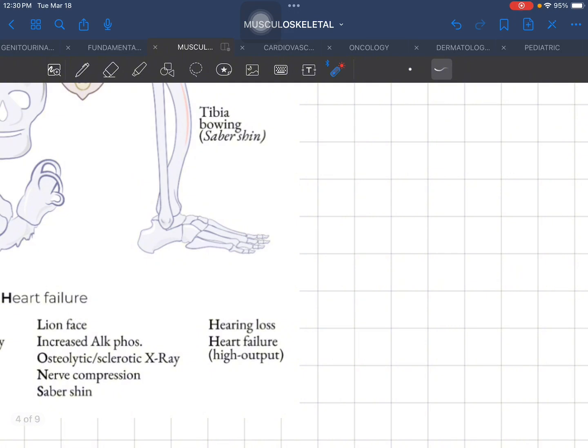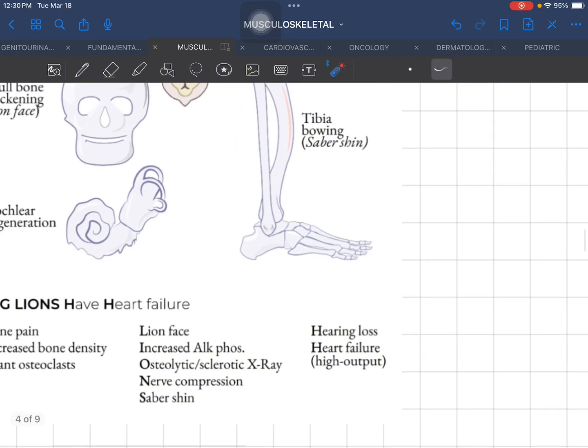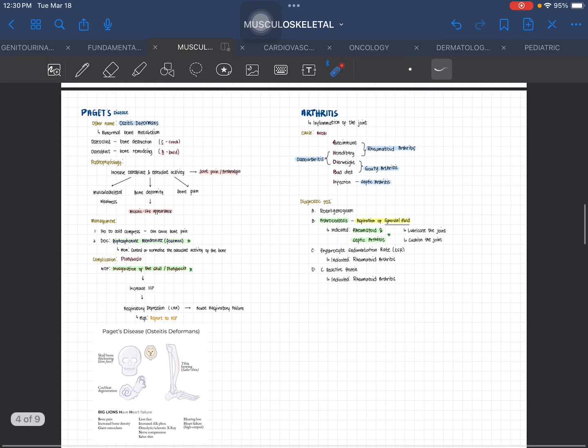Of course, big lions have heart failure. H stands for hearing loss, because of the cochlear degeneration. And lastly, there is also heart failure because of high output.